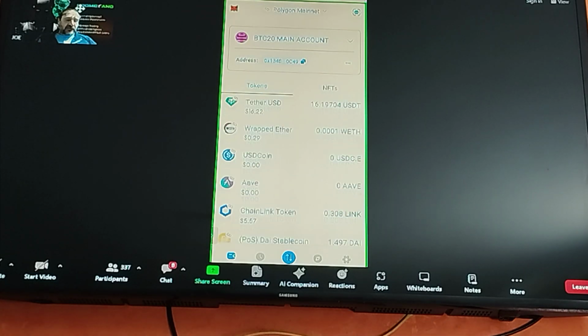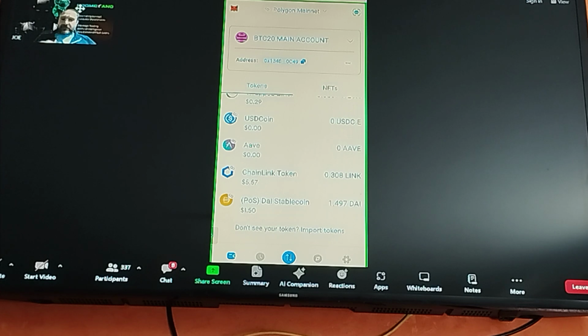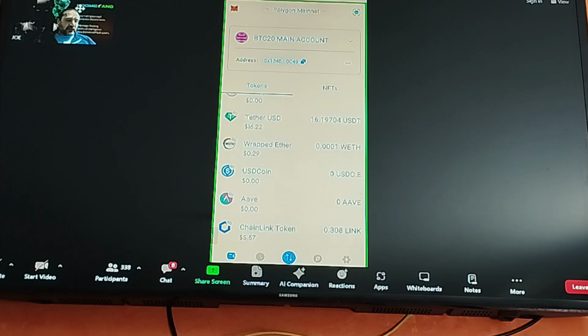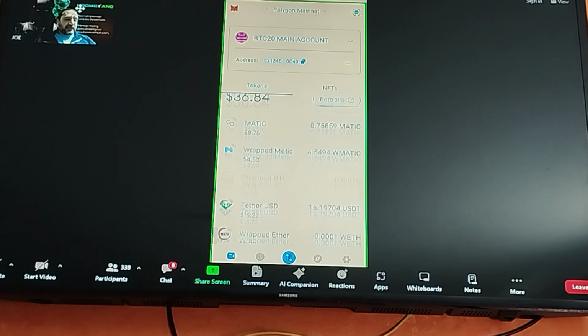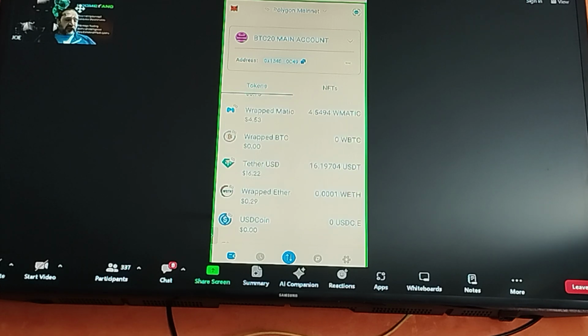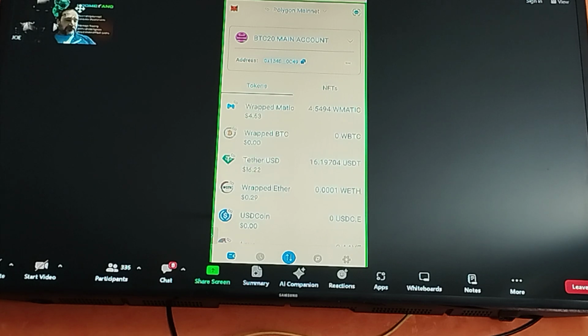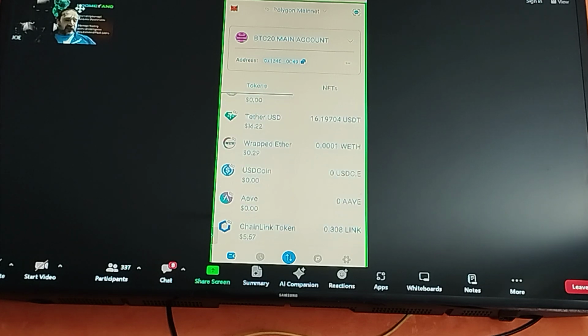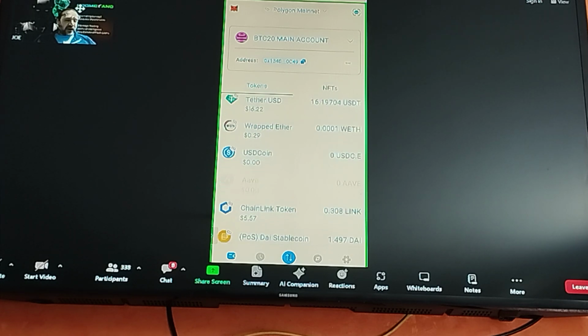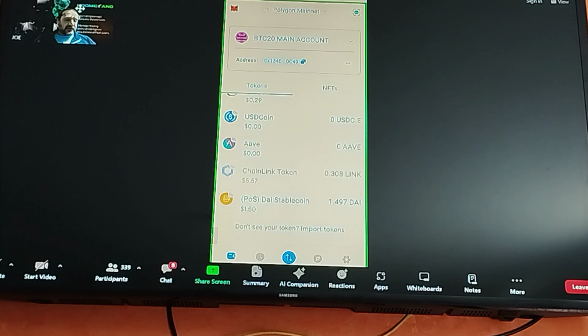Here's my MetaMask first. Grab a pen and paper, everyone. Perhaps if someone in the co-host can just write down a couple of these for me as well, because I won't remember them. You can see in Matic I've got just over $8. Wrapped Matic $4. Tether $16, Ethereum 0.29, nothing in USDC, Chainlink $5.50, and in DAI $1.50.